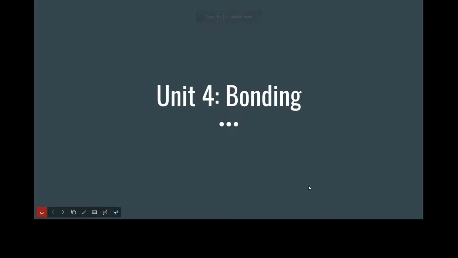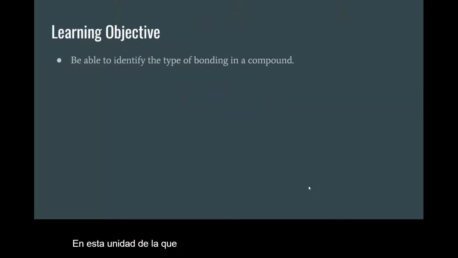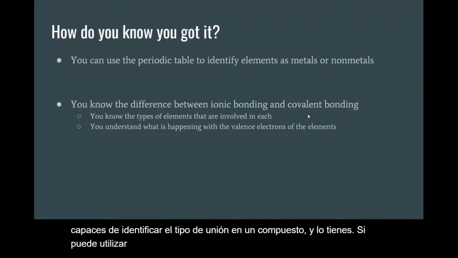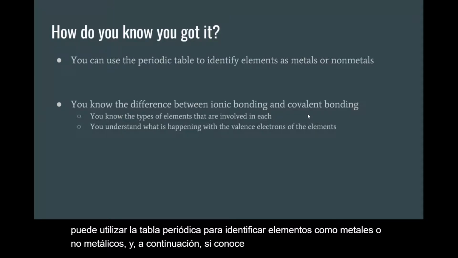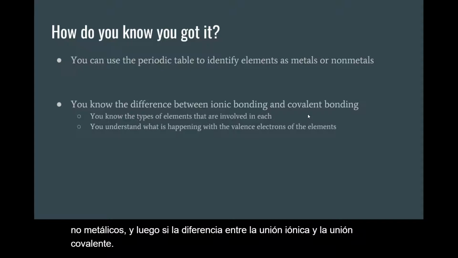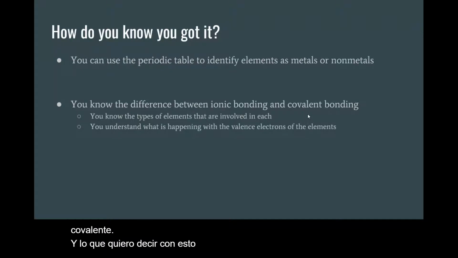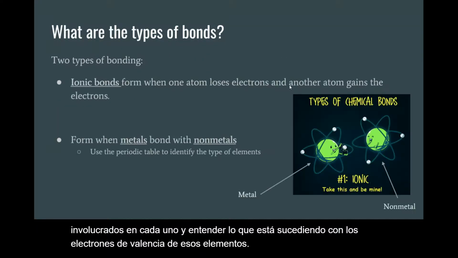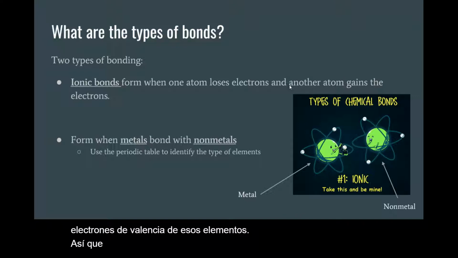In this unit, we're talking about bonding, and our goal is to be able to identify the type of bonding in a compound. And you know you've got it if you can use the periodic table to identify elements as metals or nonmetals. And then if you know the difference between ionic bonding and covalent bonding, and what I mean by this is know the type of elements that are involved in each and understand what's happening with the valence electrons of those elements.